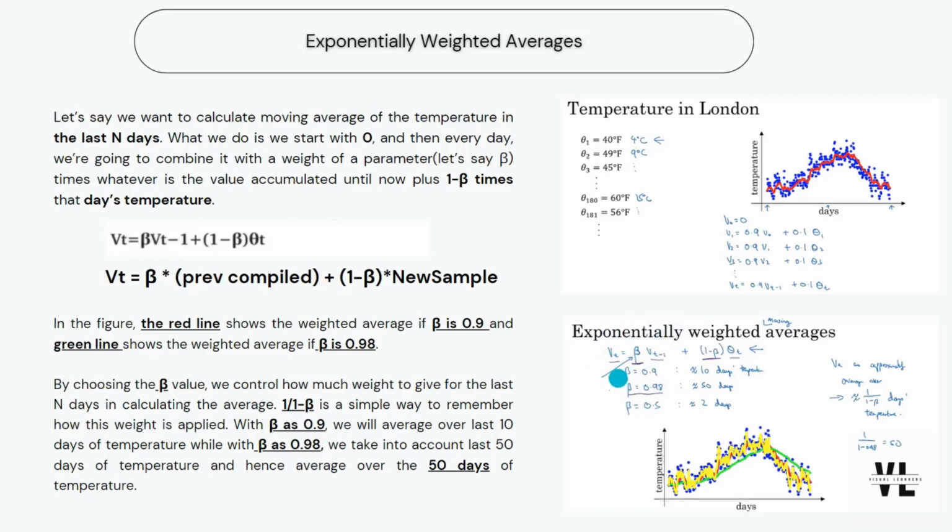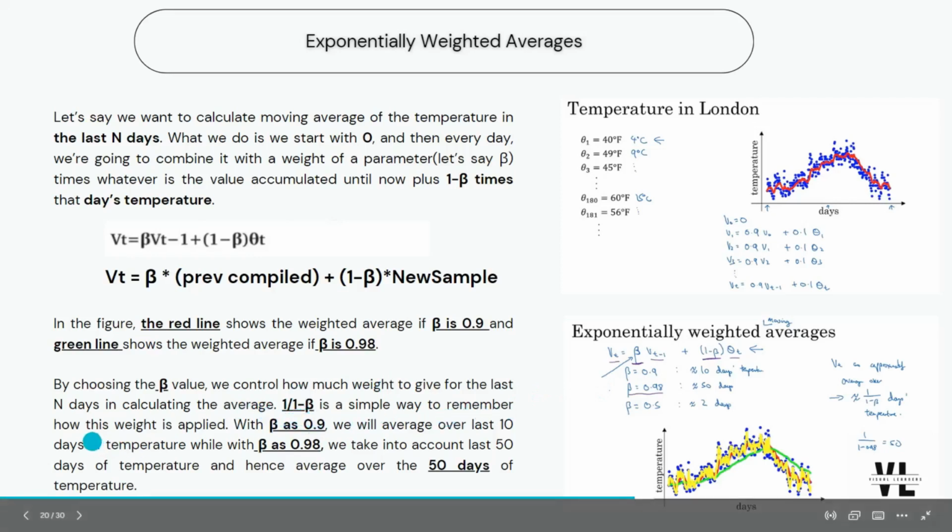If we use beta as 0.9, then it's basically considering the last 10 days of temperature when computing the averages. How did we get the 10 days from 0.9? We can use the formula 1 over 1 minus beta. It is a simple way to remember how this weight is applied. With beta as 0.9, we will average over the last 10 days of temperature, and with beta as 0.98, we average over 50 days of temperature.